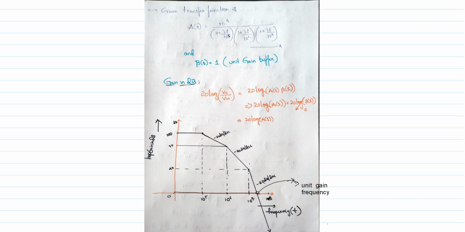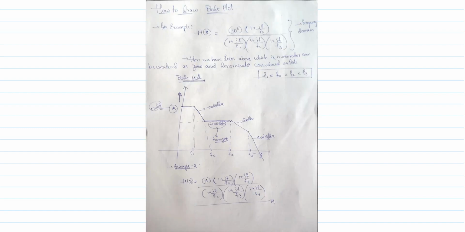In many videos I have seen, they're just drawing minus 20, minus 40, minus 60, but that was wrong, because we have to discuss how to draw a Bode plot, since a basic student can't know how to draw a Bode plot. So I will discuss how to draw a Bode plot.